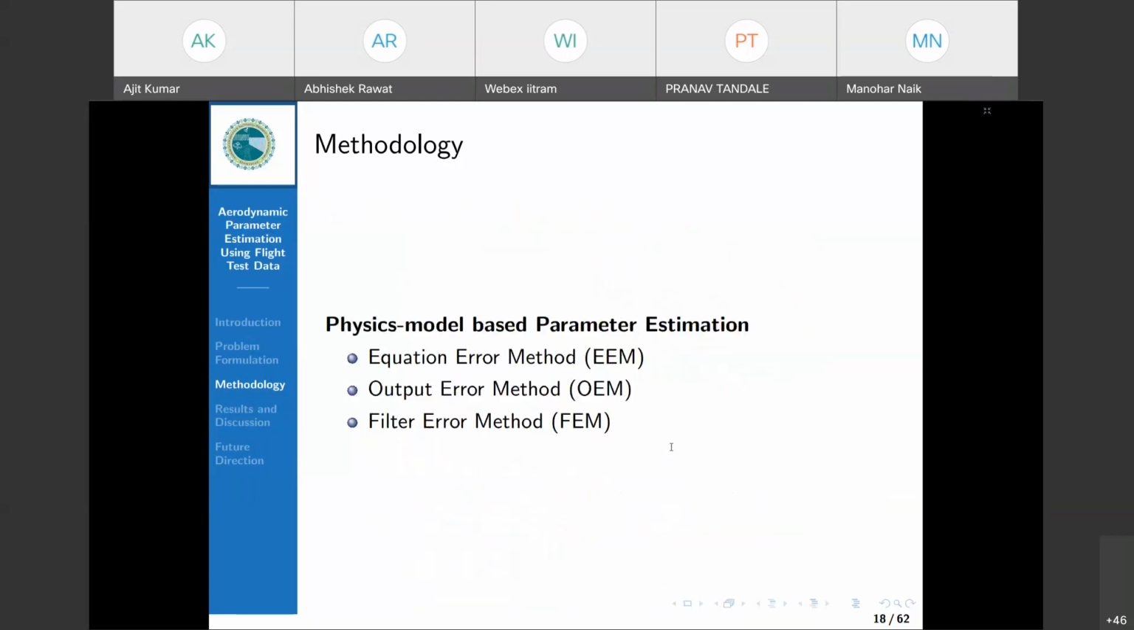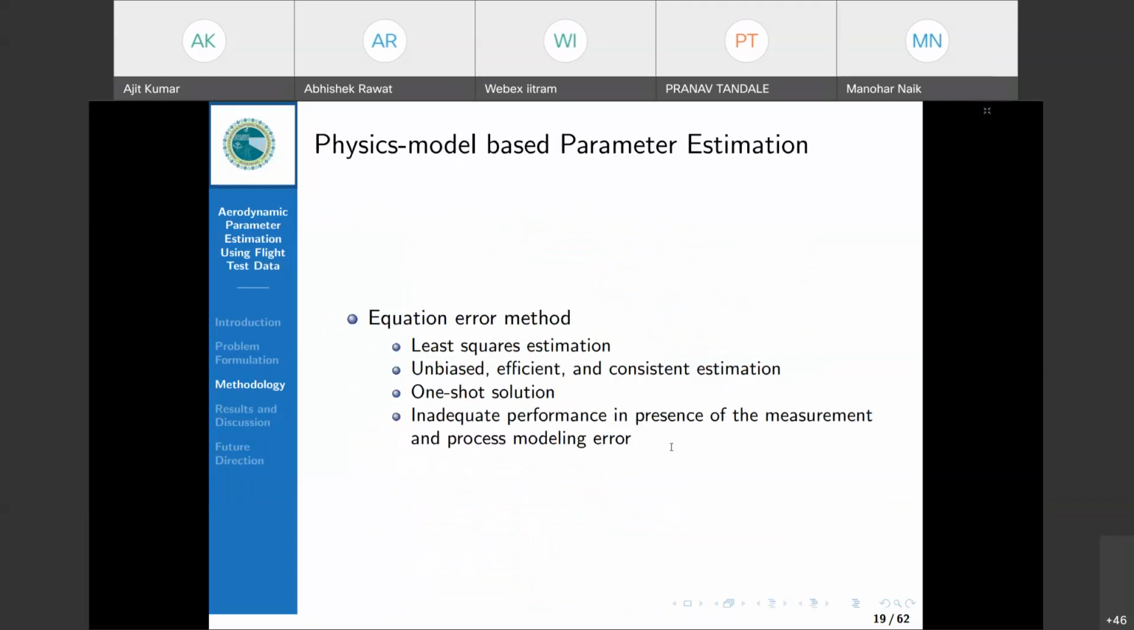Right now, under physics-based model, we have certain standard methods. They are known as equation error method, output error method, and filter error method. We will see one by one what those are, and then we will move further. Under equation error method, we have a very powerful and preferred method known as least squares estimation. It is quite a popular approach. I'm sure we all are familiar with this one. It is said that least squares estimation is unbiased, efficient, and consistent, and it gives you a one-shot solution. But the drawback is inadequate performance in the presence of measurement and process modeling error. When your data is noisy, as we generally have noise in measurement and process, then it might not perform well.